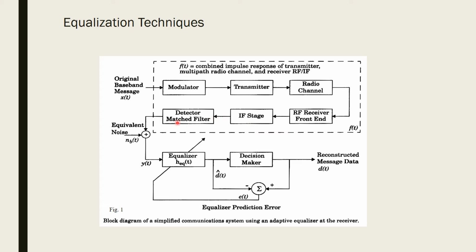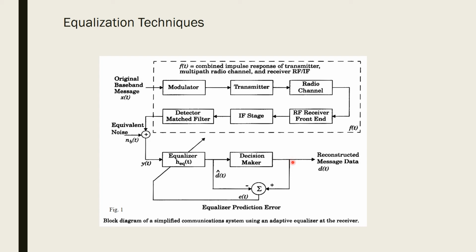Next to that is going to be the detector matched filter. Already we have seen what a matched filter is. This matched filter is used to improve the SNR, signal to noise ratio. And here comes your equalizer technique. What does it actually do? This block is going to be your equalization. Already we know what a prediction filter is. Here we are going to see how the prediction error is generated. So here you have an equalizer which makes use of an impulse response h equivalent of (t), a decision making device, and this is the reconstructed message data.